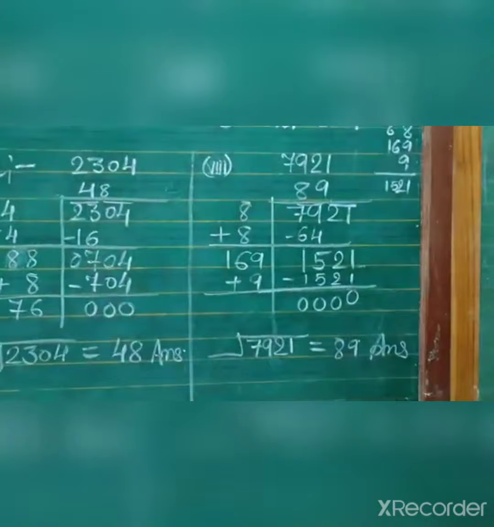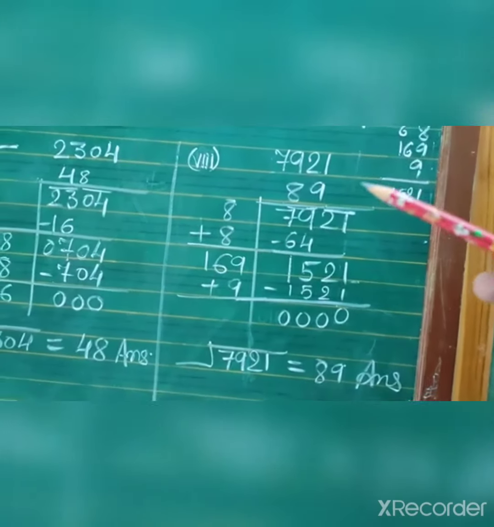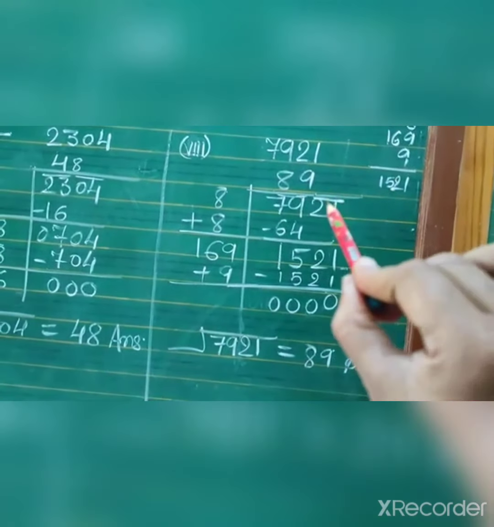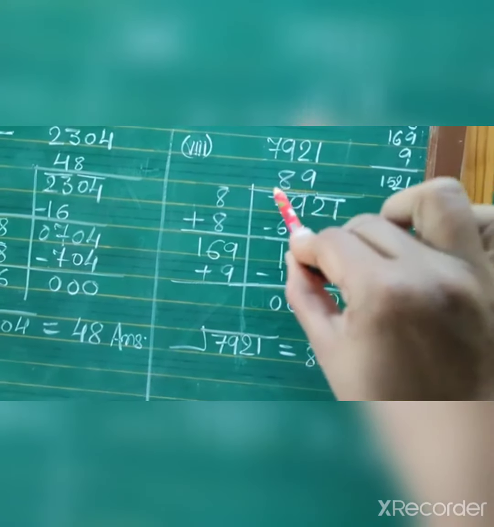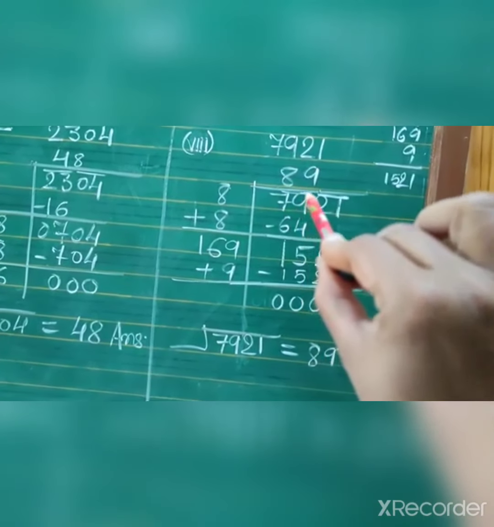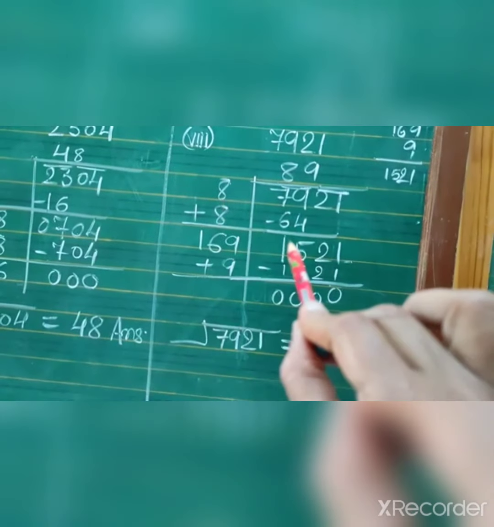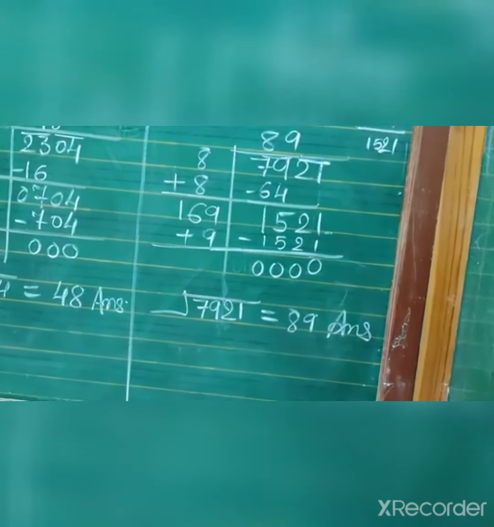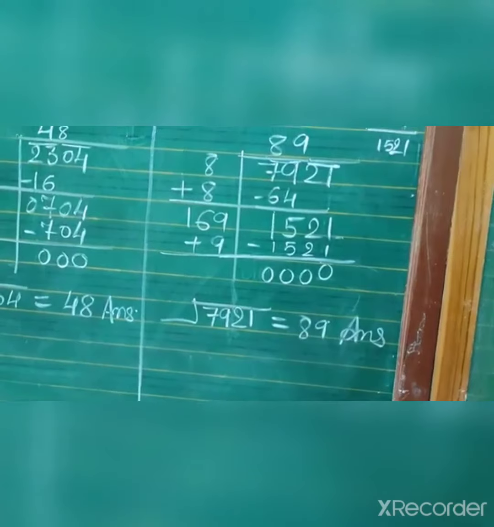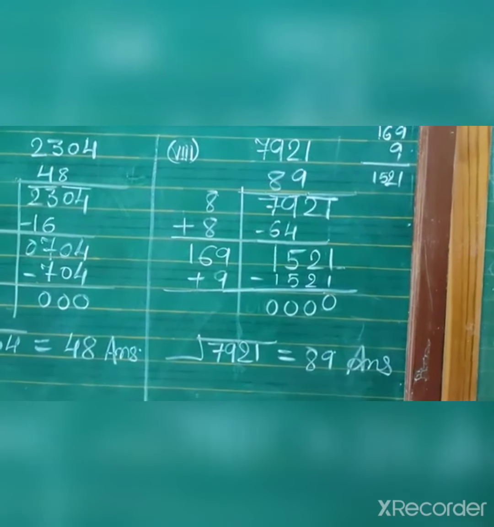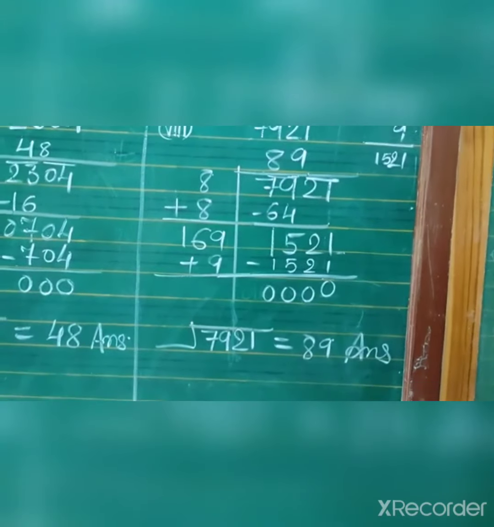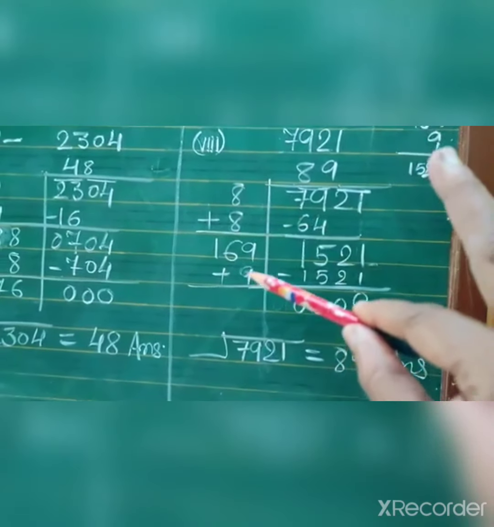In the second question, the given number is 7921. So 21 is making one pair and the second is 79. So 8 8s are 64, because 9 9s are 81 and that is greater than 79. So 8 8s are 64. 9 minus 4 is 5. 7 minus 6 is 1. Then 8 and 8 are 16.